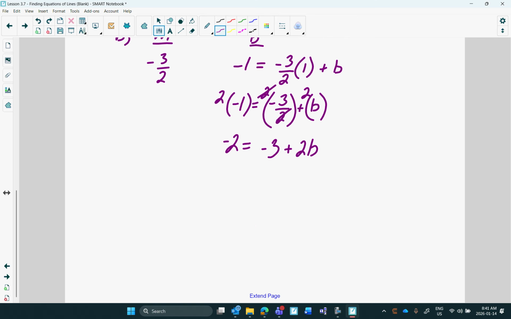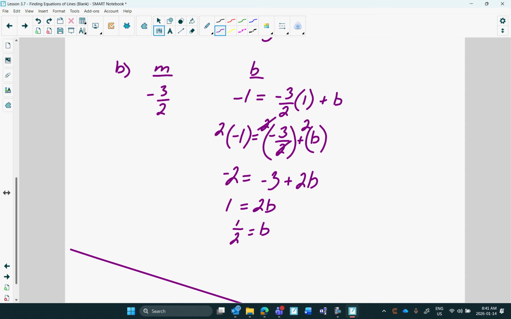How do I get b by itself? Add 3 on both sides. So it becomes 1 equals 2b. Divide both sides by 2, and b is equal to 1/2. Take those two things and rewrite your equation. So this time our final equation is going to look like y equals slope -3/2 times x plus b, y-intercept, 1/2.